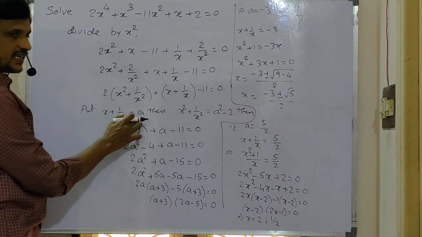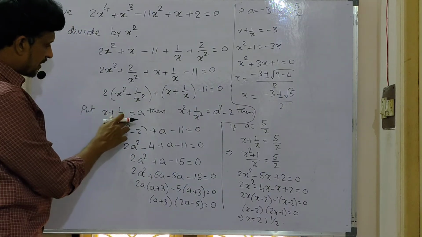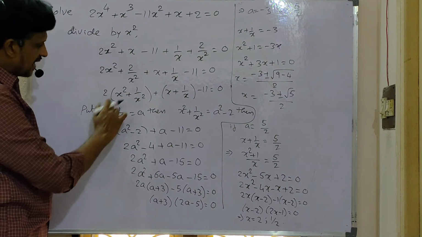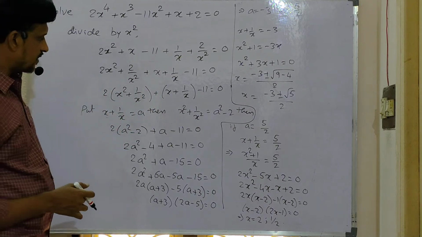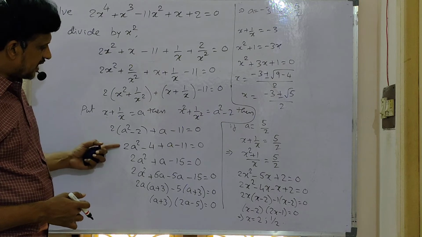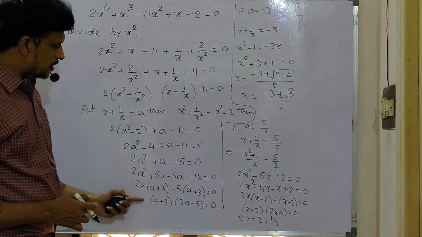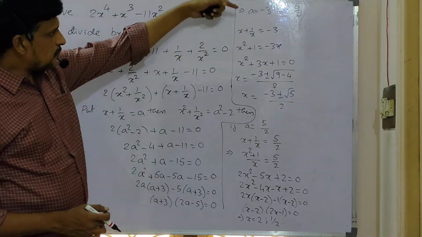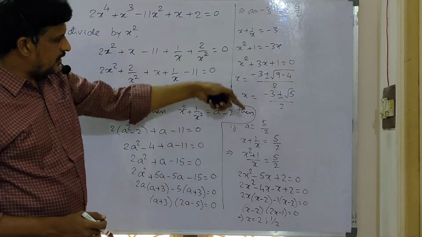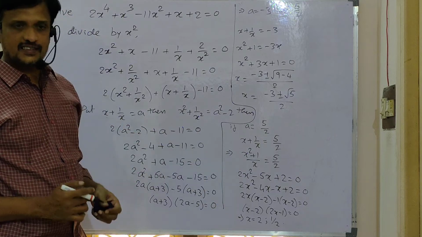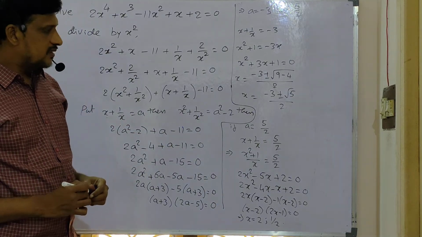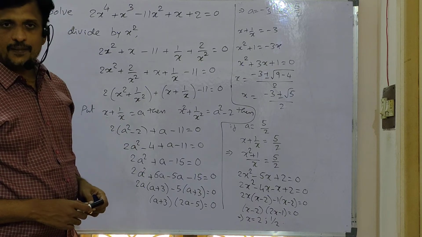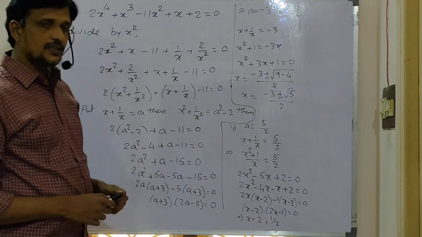Just apply whole square on either side. Then x square plus 1 by x square plus 2 into x into 1 by x, means plus 2, you are getting. Write these 2 in the RHS part. Now right here you are getting the quadratic equation in a. Solution gives two values for a, minus 3 and 5 by 2. Now corresponding to each value of a, you will get two values for x. So altogether 4 roots for the given fourth degree polynomial you are getting like this. Just observe the solution here.